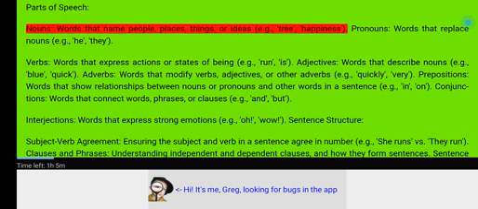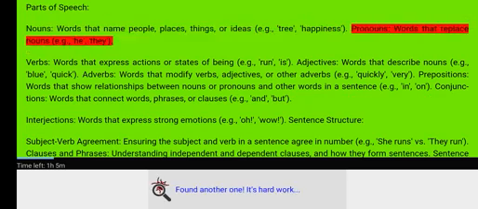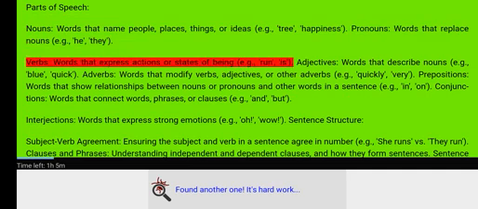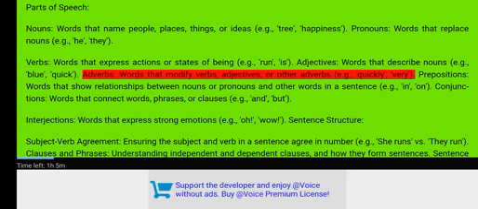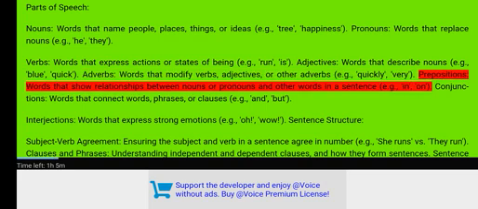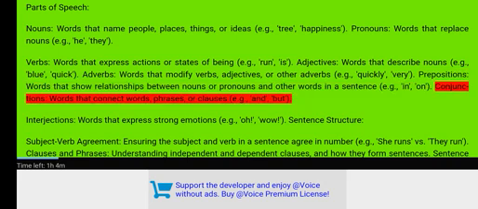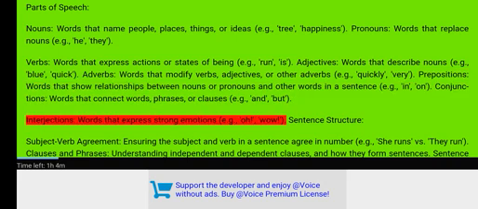Parts of speech. Nouns, words that name people, places, things, or ideas, e.g., tree, happiness. Pronouns, words that replace nouns, e.g., he, they. Verbs, words that express actions or states of being, e.g., run, is. Adjectives, words that describe nouns, e.g., blue, quick. Adverbs, words that modify verbs, adjectives, or other adverbs, e.g., quickly, very. Prepositions, words that show relationships between nouns or pronouns and other words in a sentence, e.g., in, on. Conjunctions, words that connect words, phrases, or clauses, e.g., and, but. Interjections, words that express strong emotions, e.g., oh, wow.